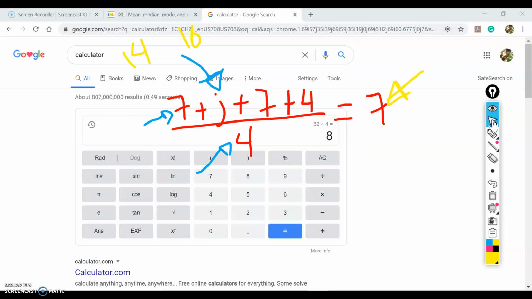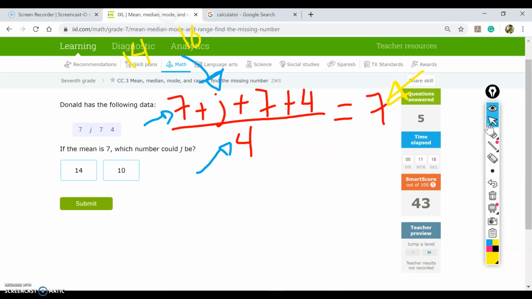Now let's see if 10 is correct. I'm going to do the same. So I do 7 plus 10 plus 7 plus 4. I click enter, and then I divide that by 4. And I get 7, which is the number I was looking for. That is why the correct answer for this problem would be 10. Let's check.